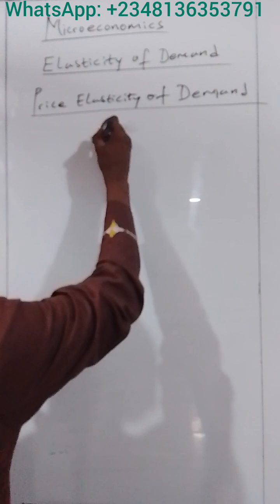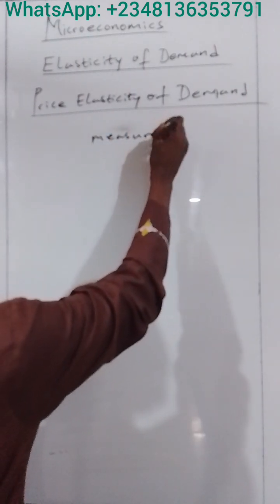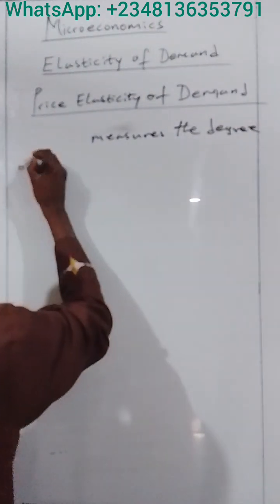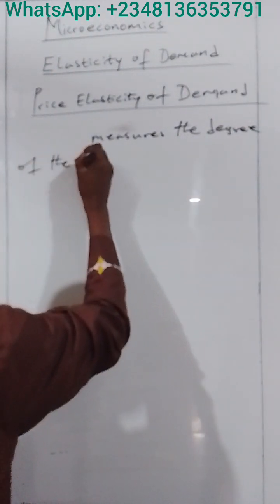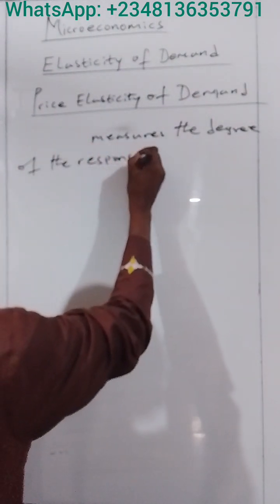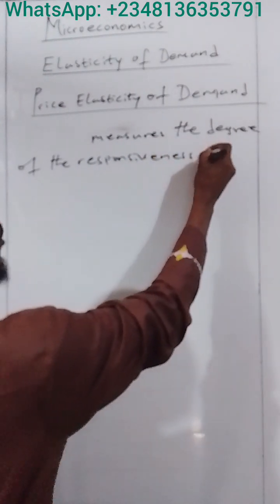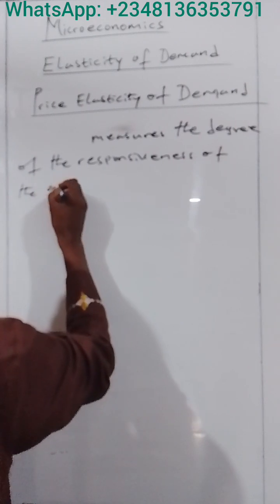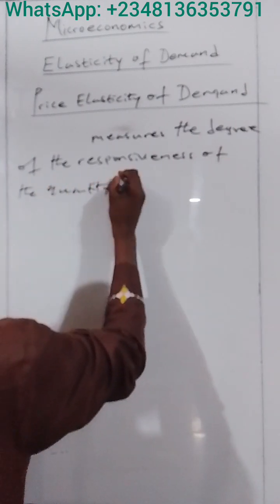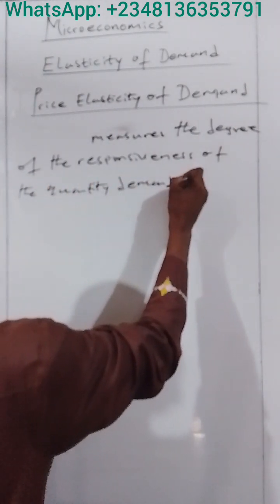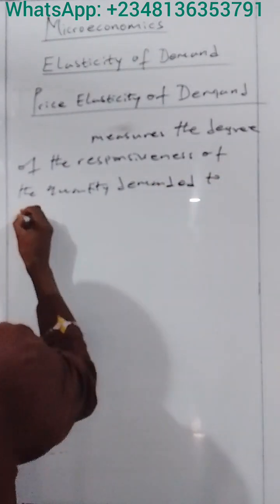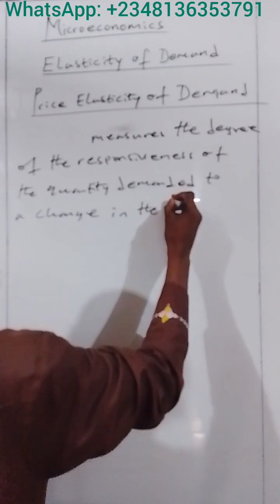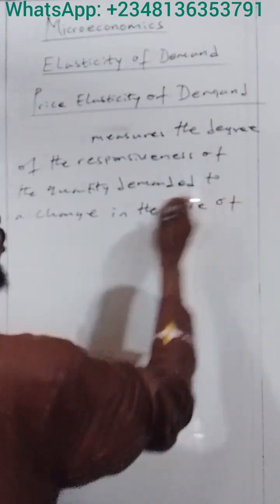Price elasticity of demand measures the degree, that is the size, of the responsiveness of the quantity demanded to a change in the price of the commodity.